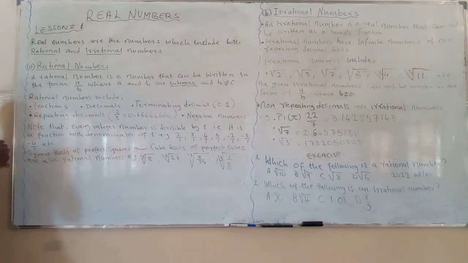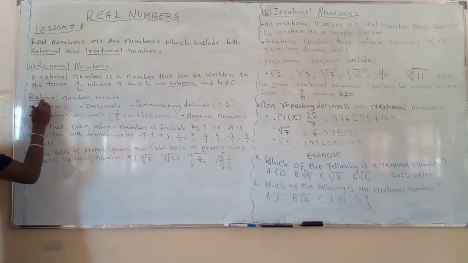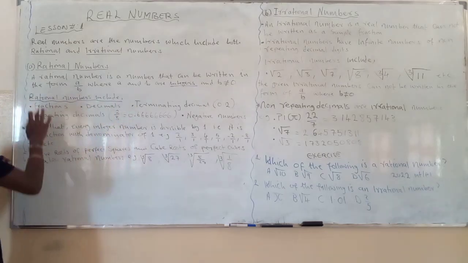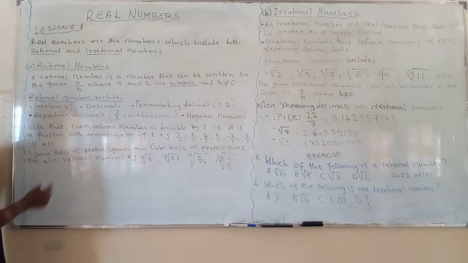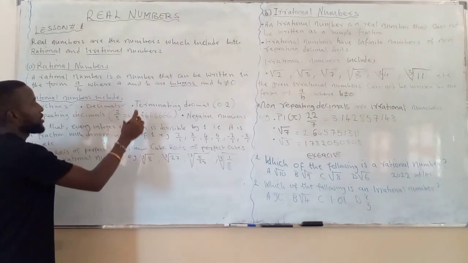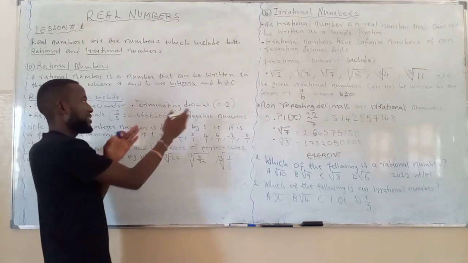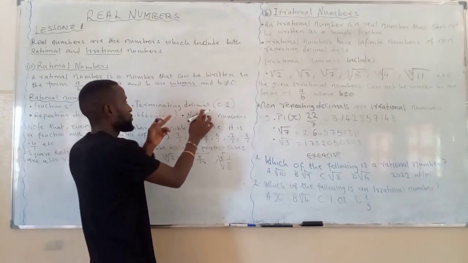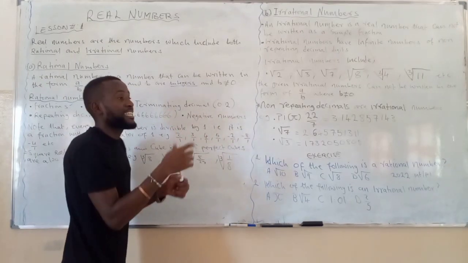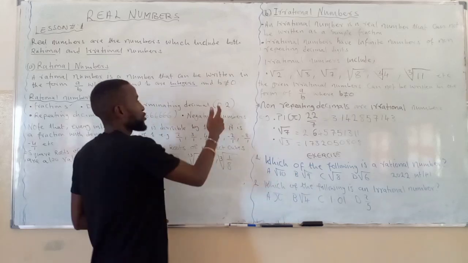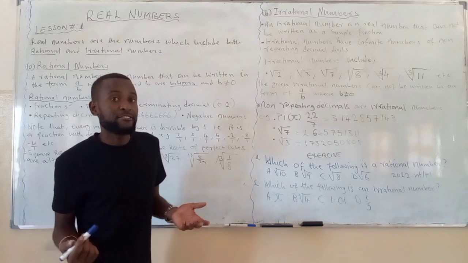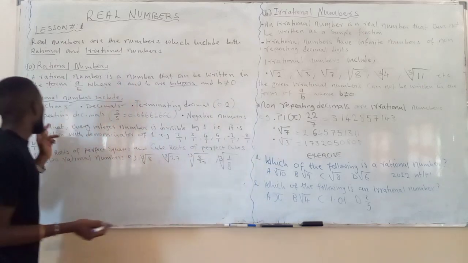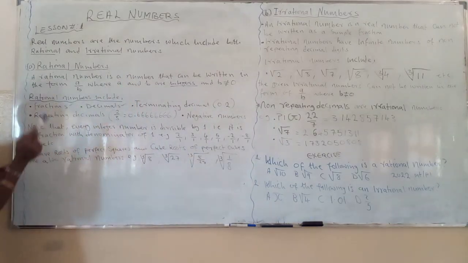So now, let us look at examples of rational numbers. Rational numbers include the following. Number 1, we have fractions and decimals, terminating decimals. Terminating simply means decimals that end. For example, 0.2, or we can say 0.5. Those are terminating decimals.